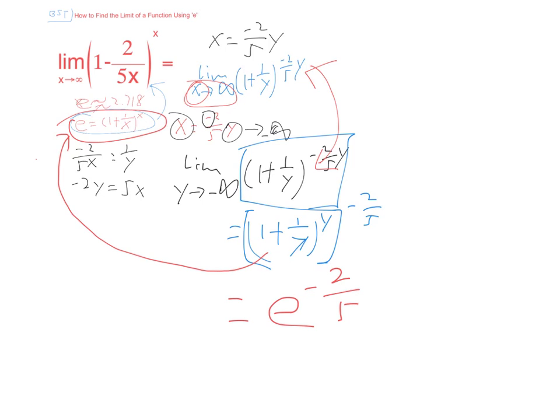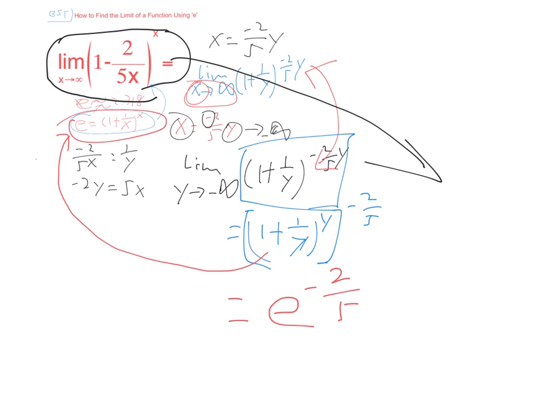The limit as x approaches negative infinity of (1 minus 2 over 5 of 5x) to the x equals e to the negative 2 over 5. So the problem is actually not hard because it is just some simple substitutions and multiplications or addition here.